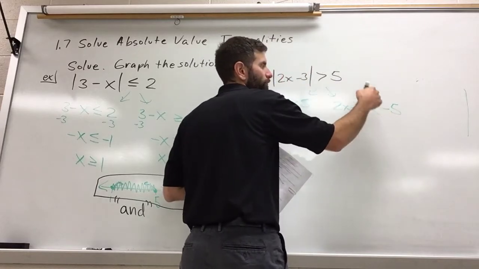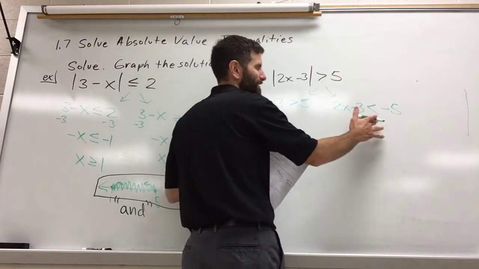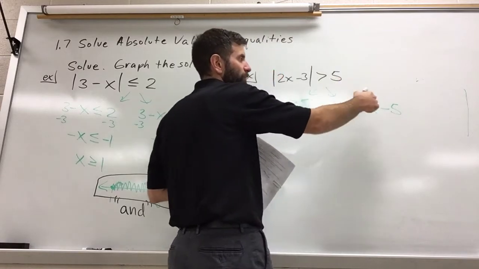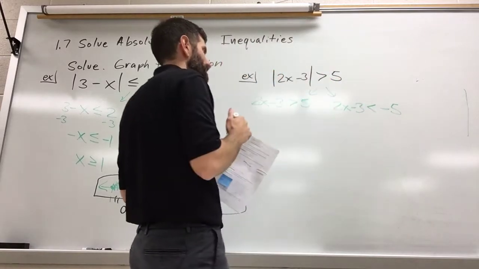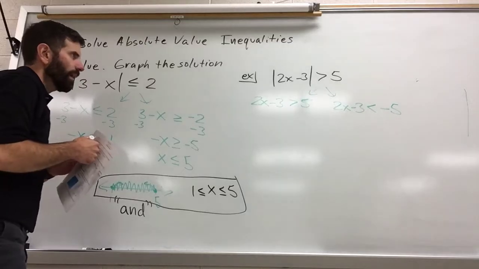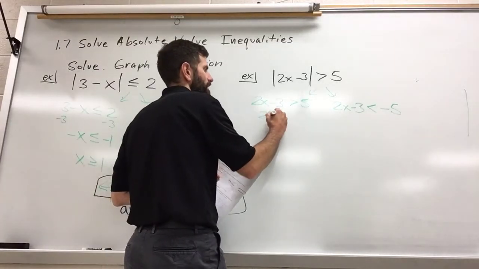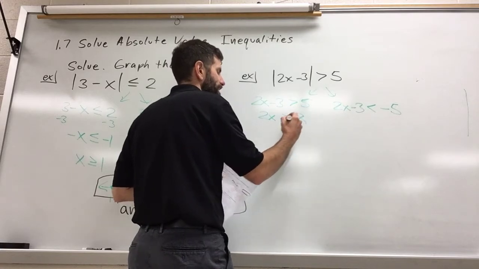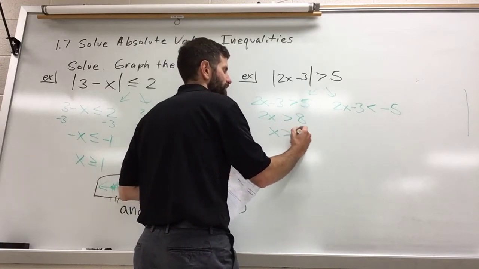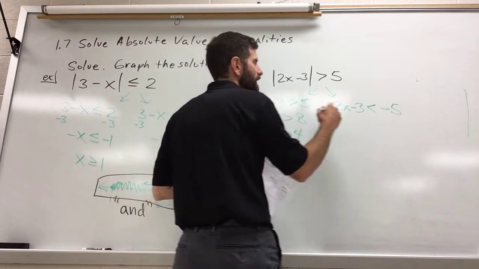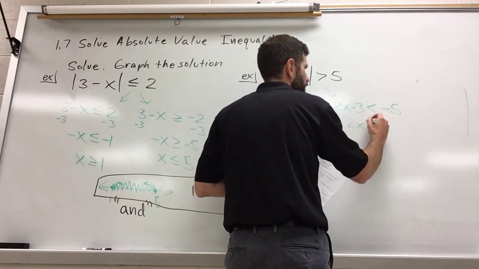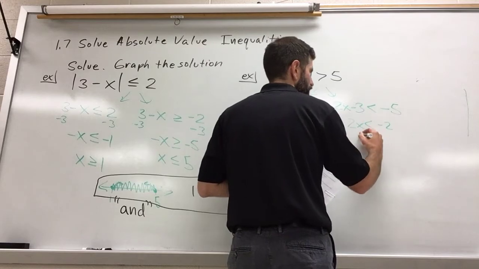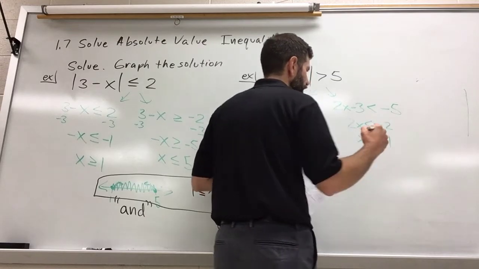We introduce a negative, we flip the sign. But it's negative 5, and we got to flip the sign. We introduce that negative, flip the sign. And we solve it. This side I'll get 2x, we'll add a 3 over is greater than 8. Divide by 2, x is greater than 4. This side I'll add the 3 over, I'll get a negative 2. Divide by 2, I get a negative 1.